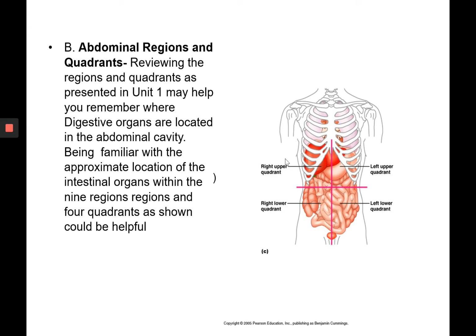It wouldn't hurt to review the abdominal regions and quadrants that you see in Unit 1 of your lab manual. Being familiar with the anatomy of the abdominal pelvic cavity will help in the understanding of the digestive system.